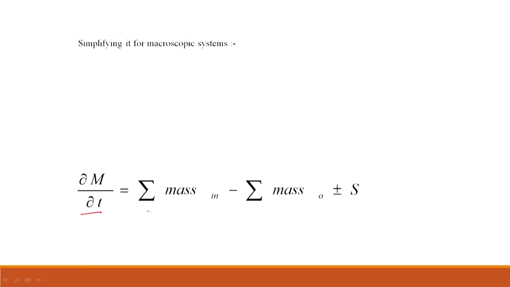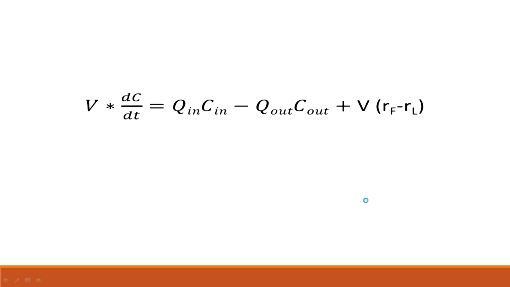So, if I am going to apply it for macroscopic scenarios, the equation is slightly going to change, but it is going to be similar. So, accumulation term, mass coming in, mass going out plus sources or sinks. So, what is it now? Again, volume of the control volume into dC by dt is equal to Q in C in, mass coming in, Q out C out, mass going out, plus volume into rate of formation minus rate of loss.